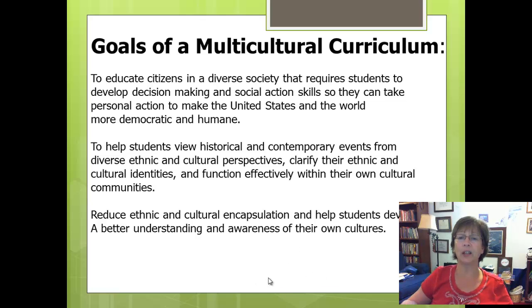Another goal is to reduce ethnic and cultural encapsulation, meaning that you're widening people's perspective, and you're helping students to develop a better understanding and awareness of their own cultures. And again, I was an administrator for the Lakeland Central School District, which is a predominantly white district, which had a very heavy percentage of the students who came from Italian descent. So there was a lot of pressure by the community to make sure that there was some ethnic ties, the Italian tie, in the school district.